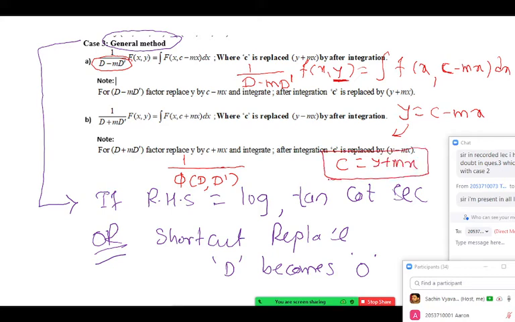So that's the method. The method is very, very simple. Step number one, find the factors of φ(D, D'). That auxiliary function we have to write in the form of D minus mD', and we have to apply those factors one by one. We'll come to that with an example. Any doubt in the general method first? Is there any doubt?